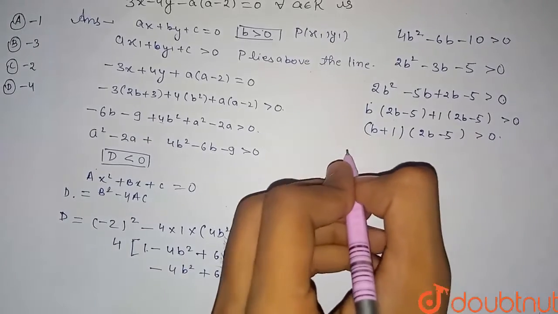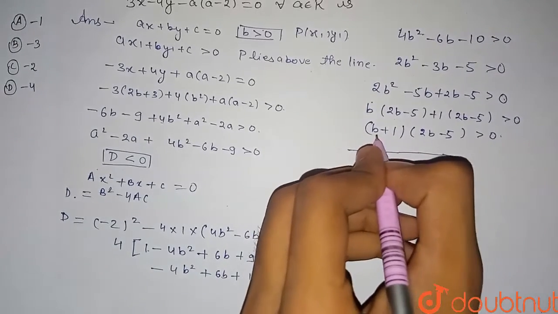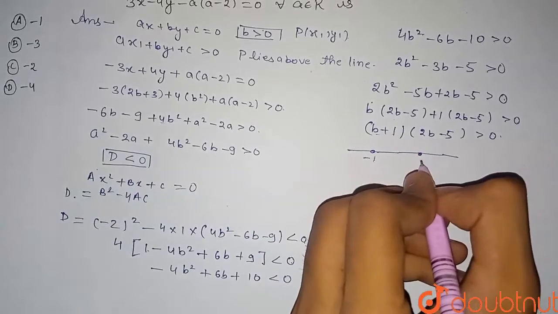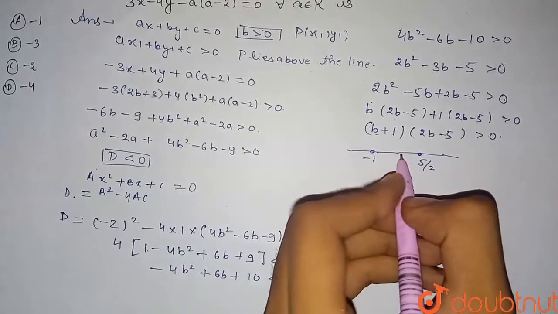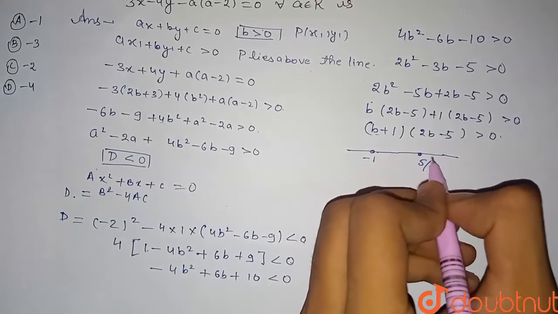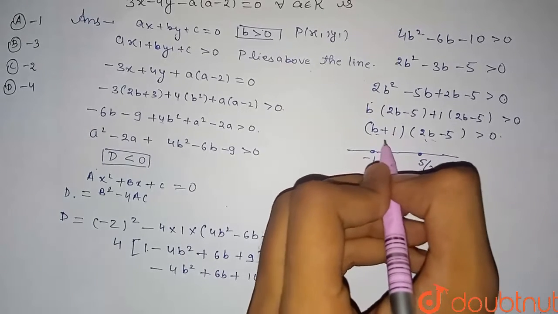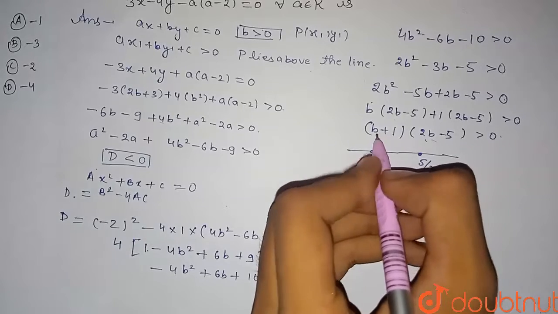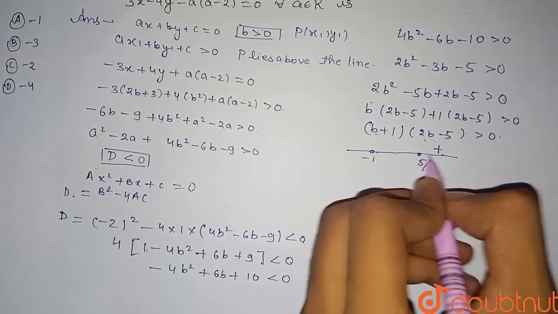So from here we get our critical points for this inequality: b equal to minus 1, and b equal to 5 by 2 from the second factor. Now how will this inequality satisfy the given condition? If we substitute a value of b greater than 5 by 2, then this term must be positive, and this will also be positive because 5 by 2 is a positive quantity and this plus 1 is also positive.